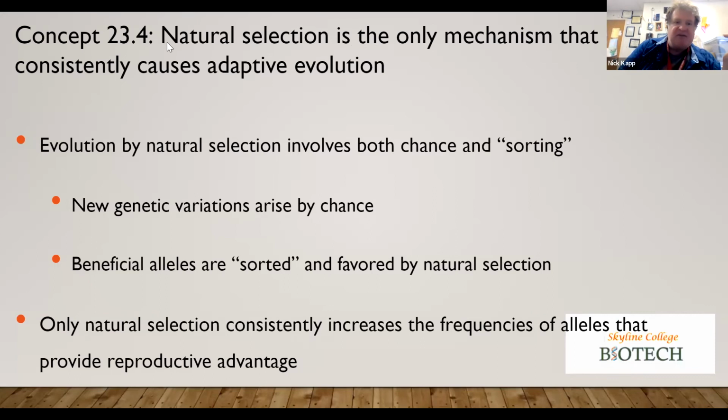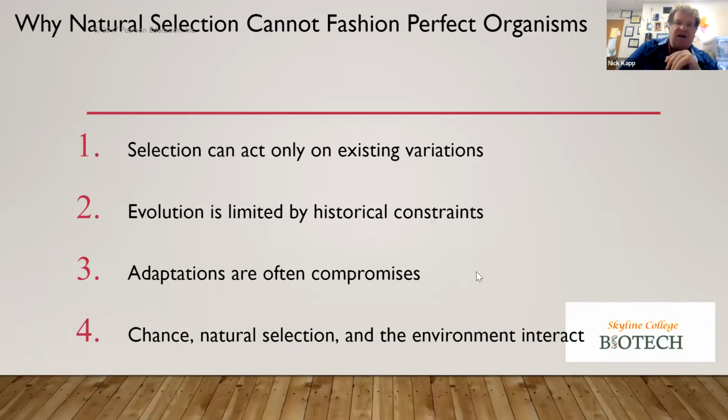Natural selection is the only mechanism that can cause adaptive evolution. Evolution by natural selection involves both chance and sorting. In evolution, we have a fair amount of chance, as new genetic variations can arise by chance, and these beneficial alleles are sorted for favorable aspects by natural selection. Only natural selection consistently increases the frequencies of alleles that produce a reproductive advantage. So we're not going to see that in bottleneck, we're not going to see that in drift, et cetera. Again, you may ask why natural selection can't fashion perfect organisms.